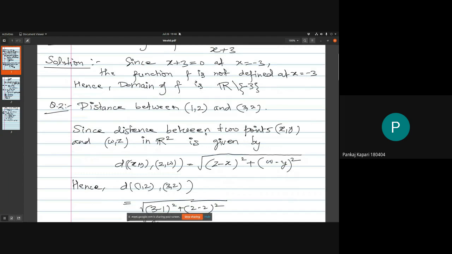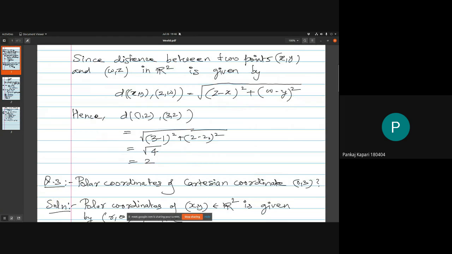Now in the second problem we have to find the distance between these 2 points, 1 comma 2 and 3 comma 2. Since the distance between any 2 points in R2, where the 2 points are given as x comma y and w comma z, is given as the square root of (z minus x) whole square plus (w minus y) whole square, by applying this formula to these 2 points you can see that the distance between 1 comma 2 and 3 comma 2 turns out to be 2.